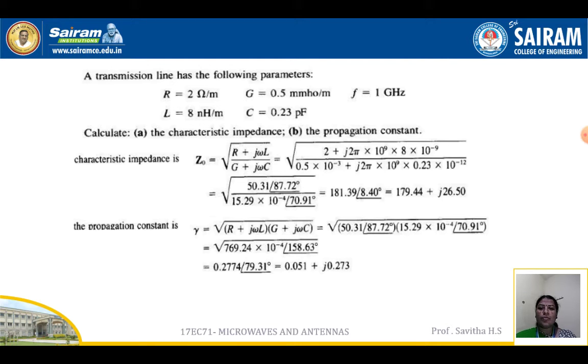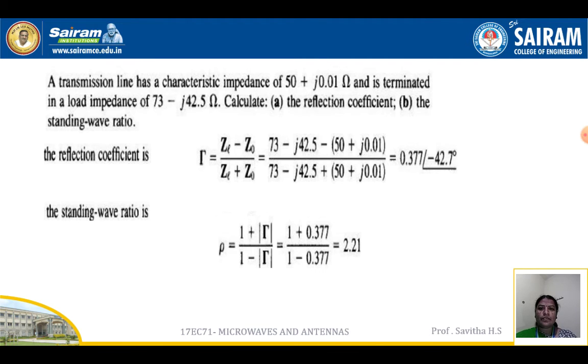So in order to find the propagation constant, we know the propagation constant gamma is equal to square root of Z into Y. So Z is R plus j omega L, and Y is G plus j omega C. So again we are substituting both the values, and we'll get at last the propagation constant as 0.051 plus j 0.273. So here if we compare this, gamma is equal to alpha plus j beta. So attenuation constant will be 0.0551 and phase constant is 0.253.